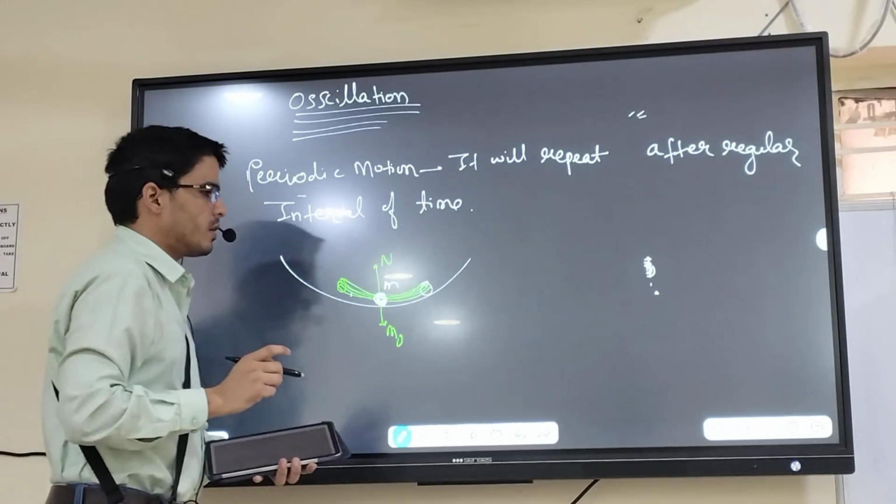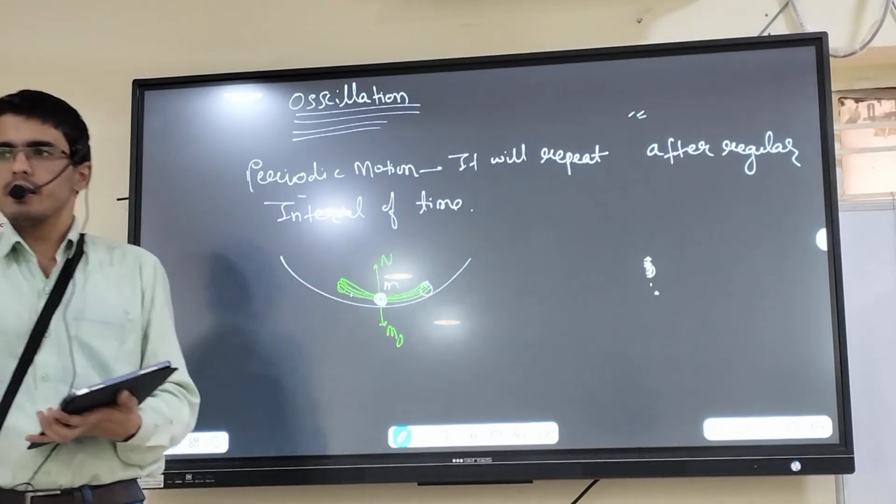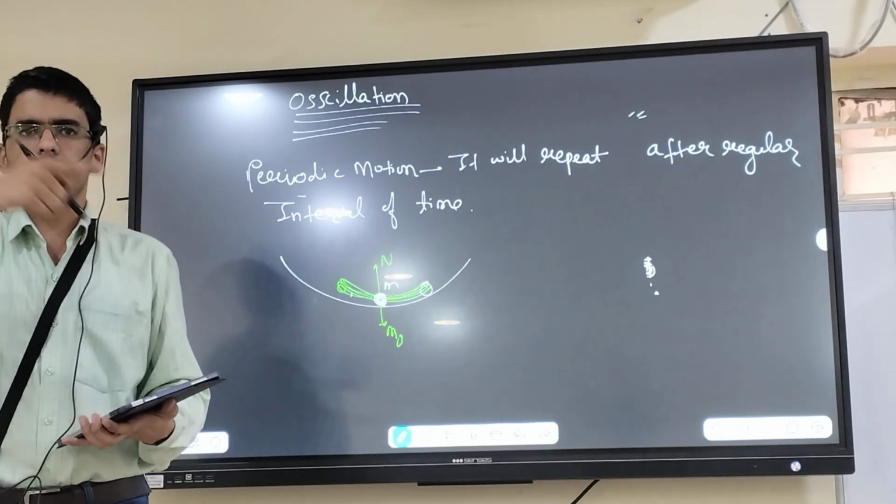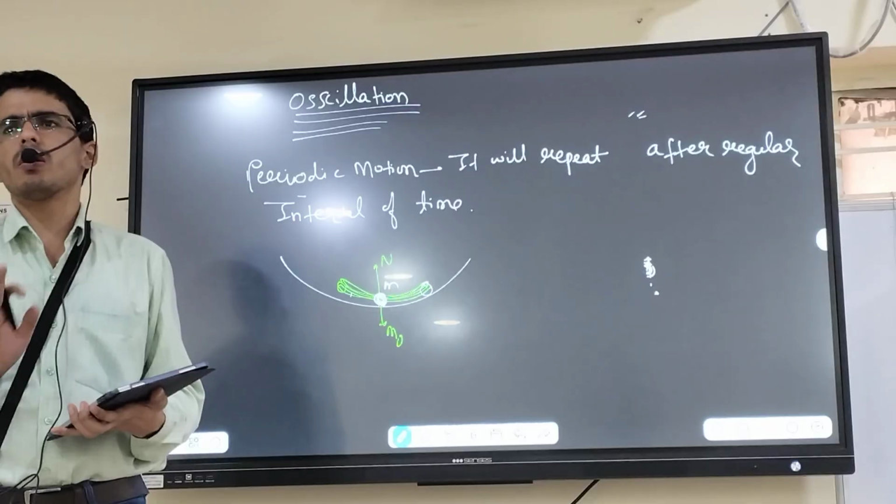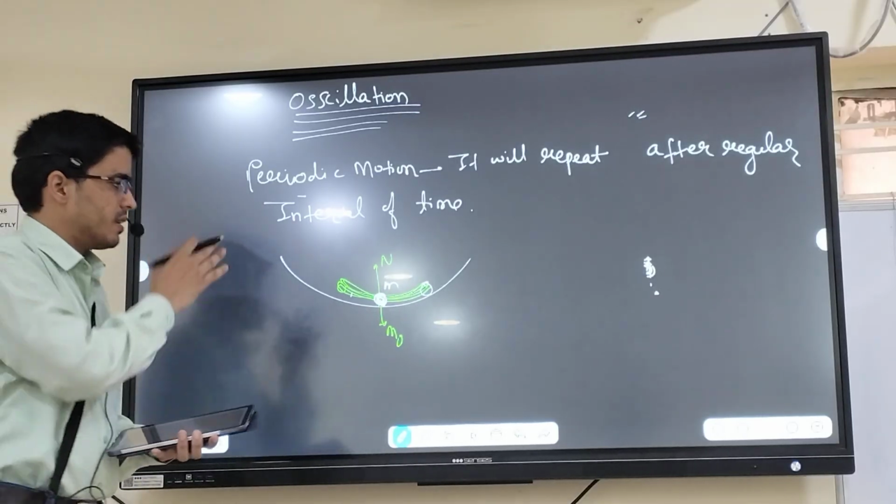Next, I told the example of the Earth and the Sun. Suppose the Earth revolves around the Sun after a fixed time. That is also an example of periodic motion.